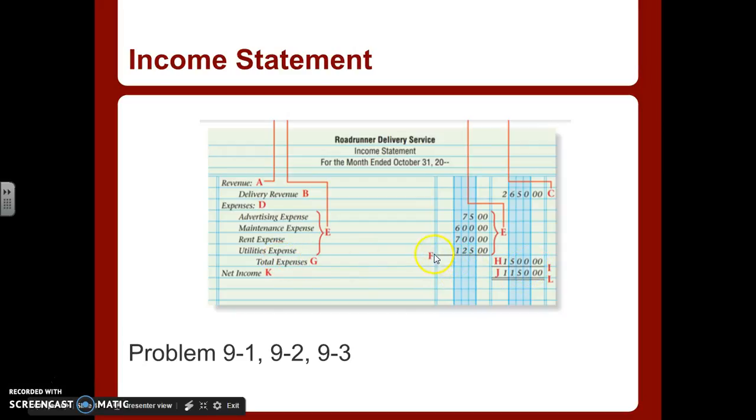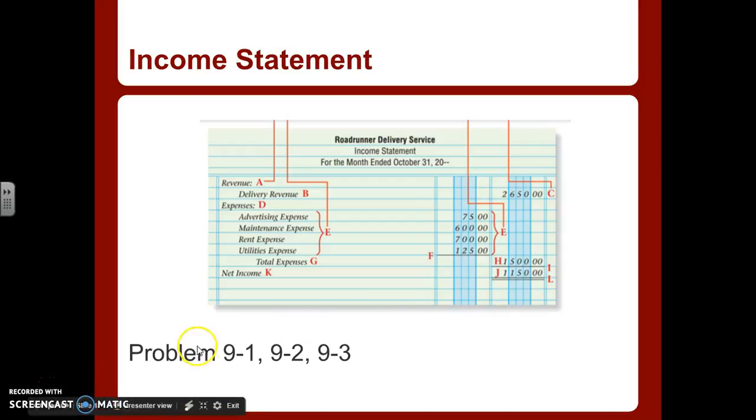Also notice the ruling. A single rule underneath all of the four expense account balances indicates a calculation follows: the total of the expense accounts, which is 1,500, followed by a single rule indicating a calculation will follow that number. And then finally, we have determined that we have a net income because our revenues are greater than our expenses, and our net income is 1,150, followed by a double rule indicating that no more calculations take place and that the income statement is complete.